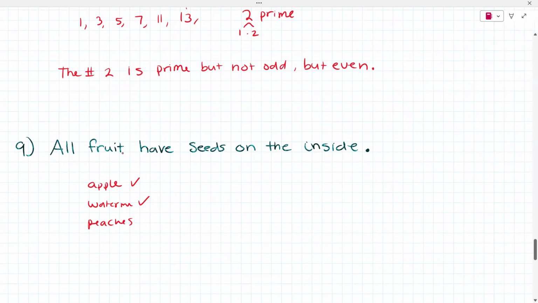Oh, what about the fruit strawberry, right? Those little dots outside the strawberries, those are seeds. So you could say yeah, strawberries have seeds outside.